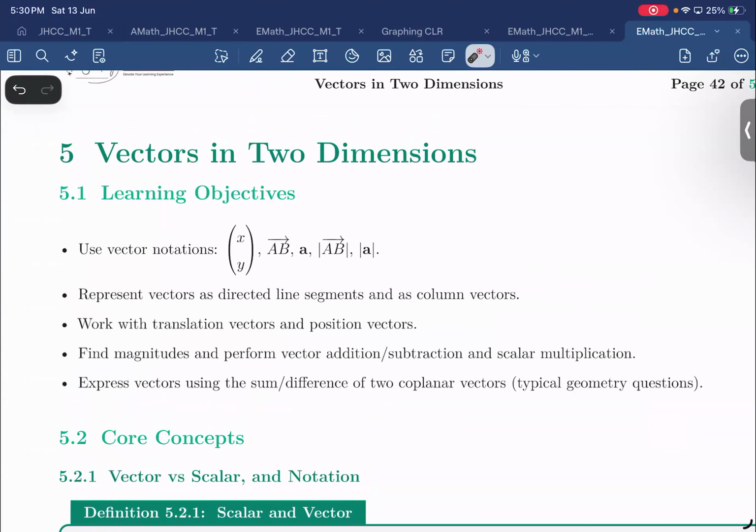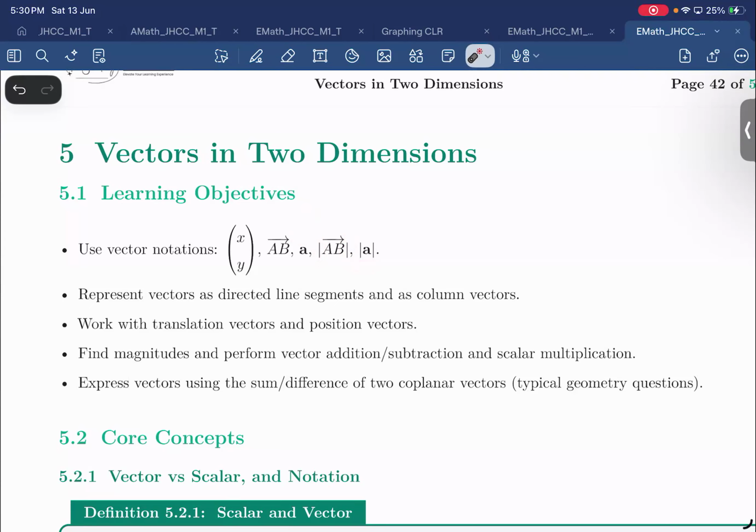Then AB is another way to represent it. If you have a vector that goes from point A to point B, then you can write it like that. Then sometimes they also use this small letter a. Notice this small letter a is bold, right? To write it by hand, you denote it with a tilde, this little squiggly line below. Then if you put these vertical lines outside, it means I want the length of vector AB, or the length of vector a in this case.